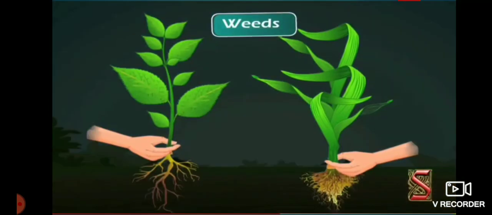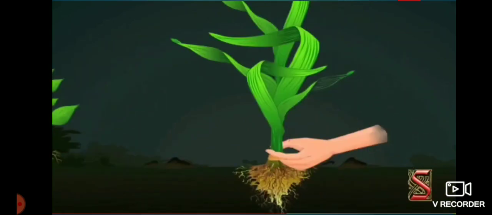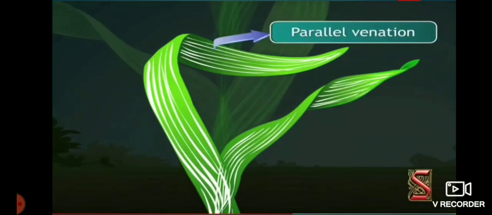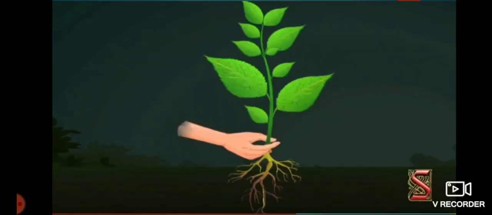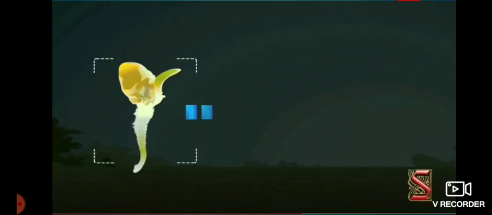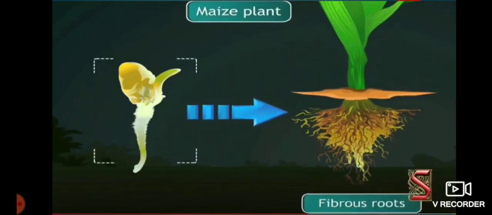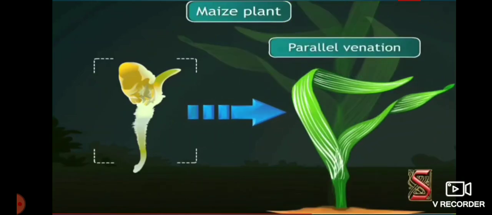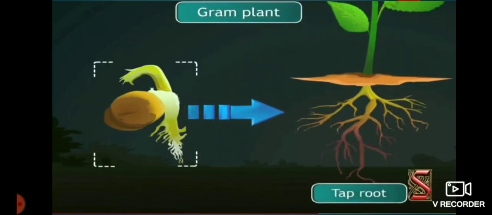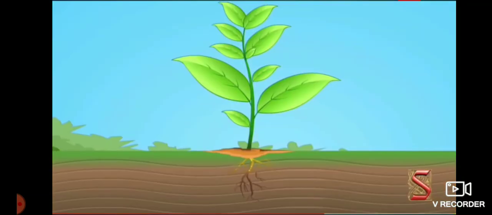Mostly the grasses have fibrous roots, and when we check the leaves of the plant having the fibrous root, you could see that they have parallel venation. And when we check the taproot system, we could see that it has reticulate venation. So the maize plant has fibrous root, and so it has parallel venation. While gram plant has taproot system and it has reticulate venation.